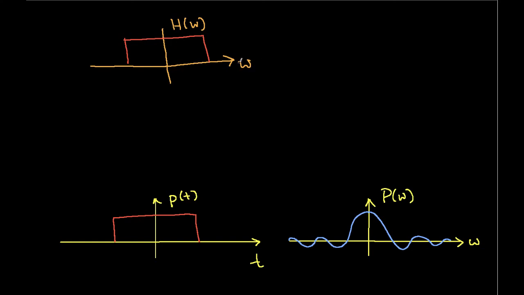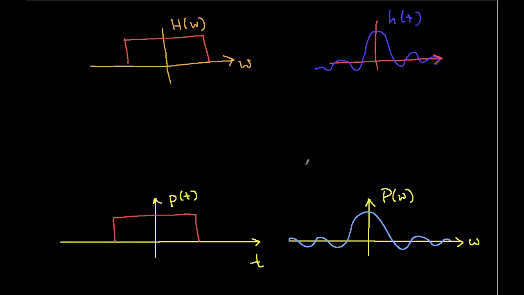You'll notice here that the axis is frequency. Due to a property of Fourier transforms called duality, if I have something that's a rectangular pulse in the frequency domain, in the time domain, it will be a sinc function.